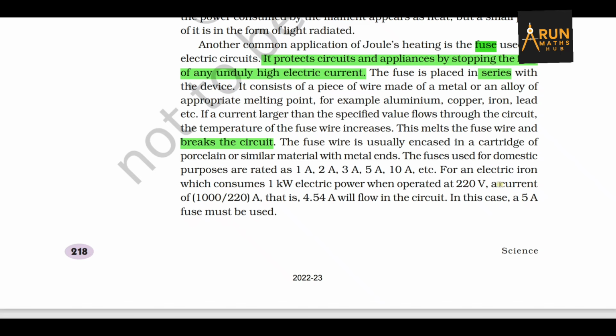So you have a question here. If a current of 4.54 ampere will flow in the circuit, that means we should choose a fuse of 5 ampere, right?